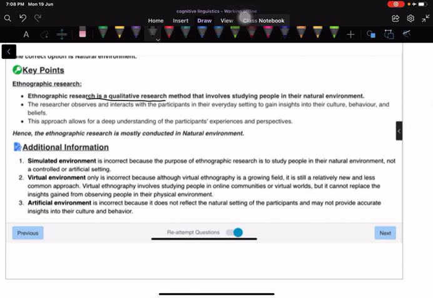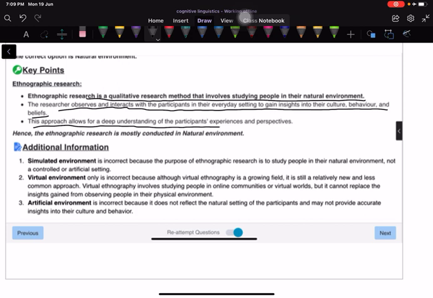The next: ethnographic research is mostly conducted in a natural environment. Ethnographic research is a qualitative research method that involves studying people in their natural environment. The researcher observes and interacts with participants in their everyday setting to gain insights into their culture, behavior, and beliefs. This approach allows for a deeper understanding of the participants' experiences and perspectives.